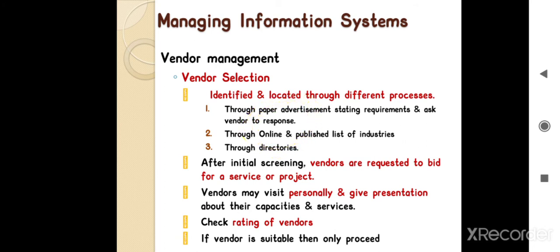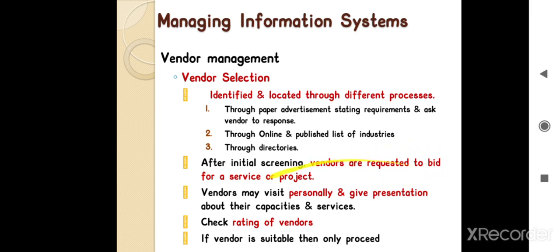Now after this initial screening, once we have searched for particular vendors, the vendors are requested to bid for a service or the project. Suppose I have listed 2 to 3 or 5 to 10 vendors, and I can have a bid between them. That means: who is the service provider, who is the vendor who will give me the best service at the lowest price, and what are their criteria. That is nothing but the request for bidding.